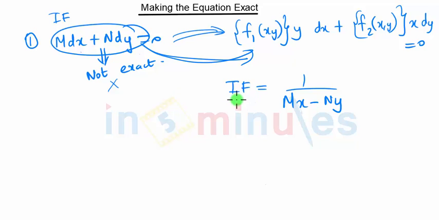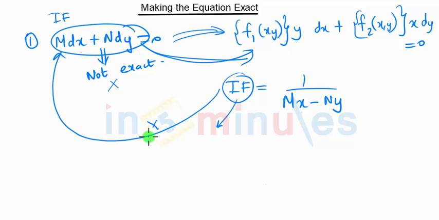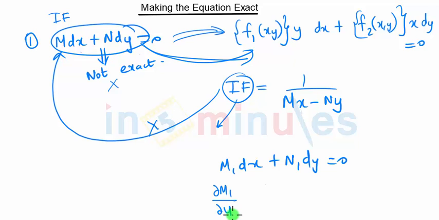After finding this integrating factor, we multiply the integrating factor by M and N. We multiply this integrating factor with the equation. So now our new equation will become something different, let's say M1 dx plus N1 dy equal to 0. After this we will find the partial derivative of M1 with respect to y and the partial derivative of N1 with respect to x, and we will check whether these two are equal.